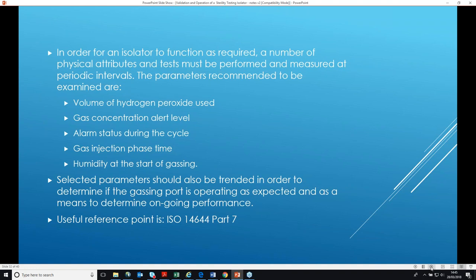So some key parameters that we'll have a look at include the volume of hydrogen peroxide used, the gas concentration alert level, alarm statuses during cycles, gas injection phase time, and humidity at the start of gassing. It's also important that some of these parameters are trended to determine whether the gassing system is operating as expected, and this gives an early indicator if something is in fact going wrong.